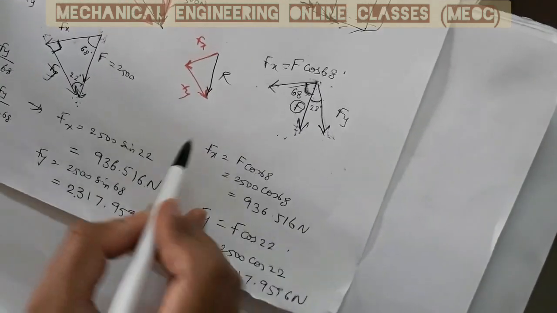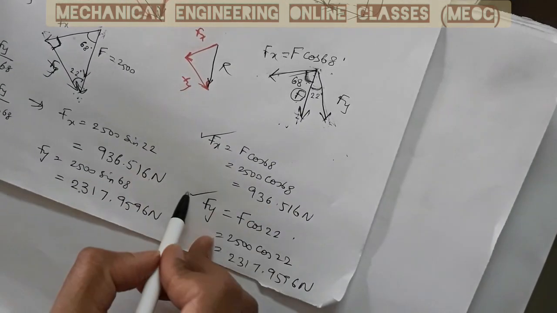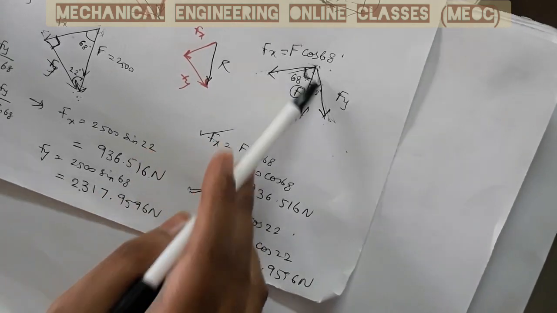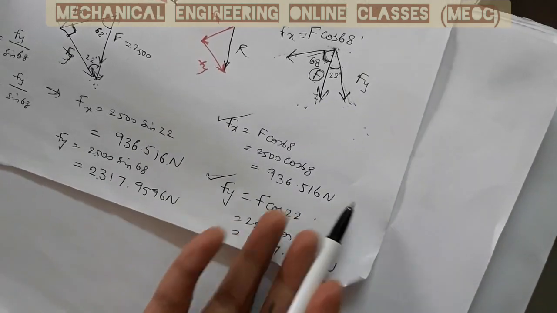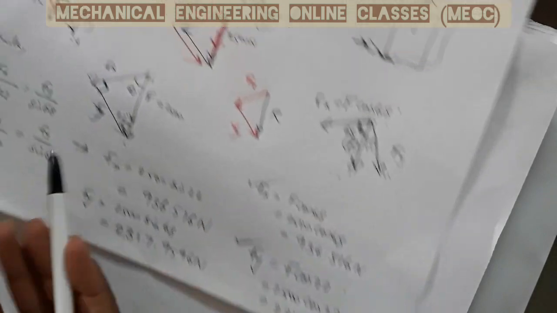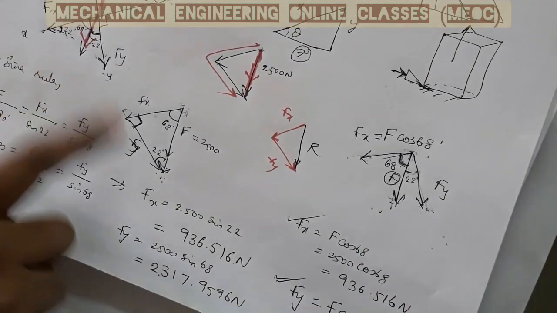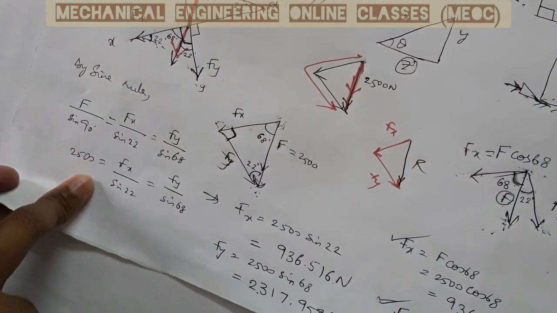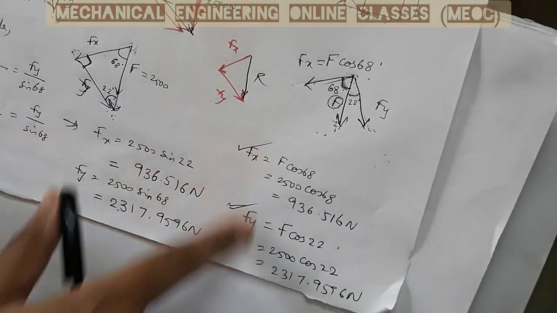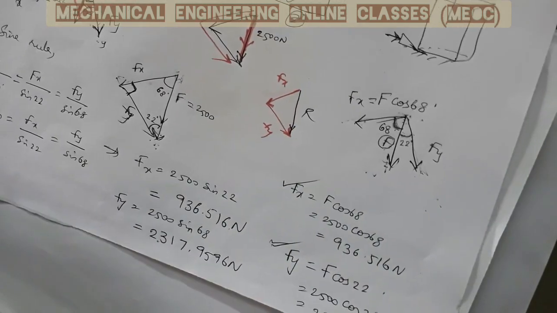So from which we can easily find out the values of Fx and Fy, which comes out to be the same as when you are using a force polygon, applying the sine rule. Whether you do all this or you straight away write it this way, there is nothing wrong in it. You get the same answer and the concept is the same.